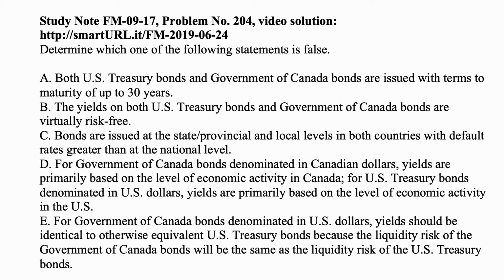For U.S. Treasury bonds denominated in U.S. dollars, yields are primarily based on the level of economic activity in the U.S. E. For Government of Canada bonds denominated in U.S. dollars, yields should be identical to otherwise equivalent U.S. Treasury bonds because the liquidity risk of the Government of Canada bonds will be the same as the liquidity risk of the U.S. Treasury bonds.